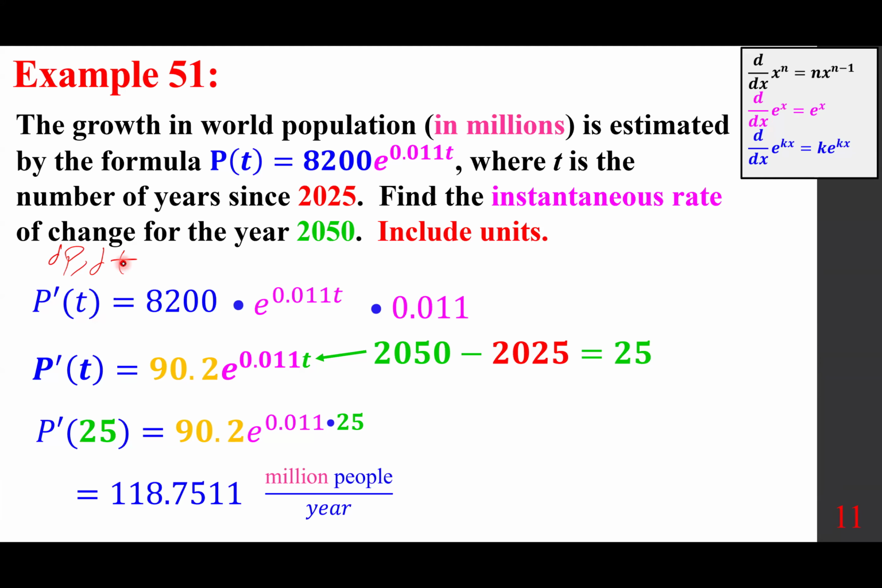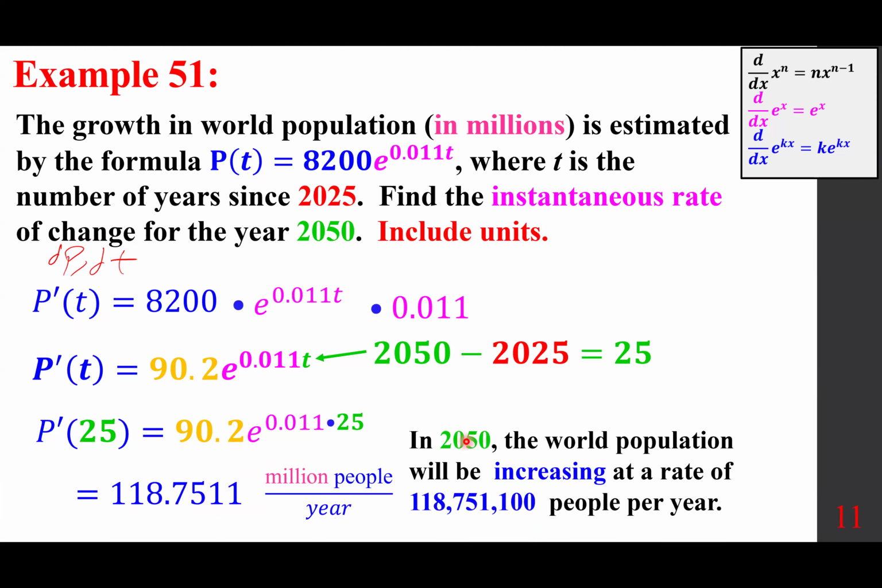So what does that mean? 118.7511 million. That means 118,751,100 people per year. So in 2050, the world population will be increasing at this rate, 118,751,100 people per year.